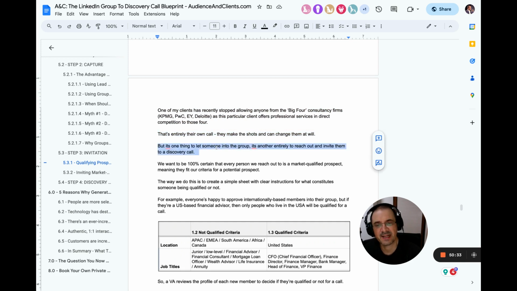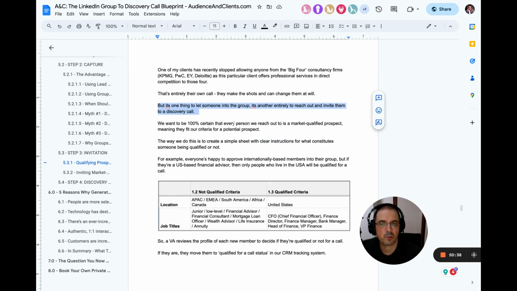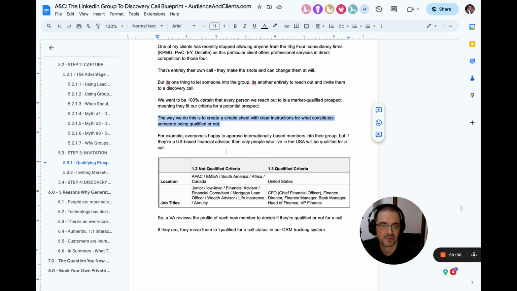But it's one thing to let somebody into the group. It's entirely another to reach out and invite them on a discovery call. You see, we want to be 100% certain that every person we reach out to is a market qualified prospect, meaning they fit our criteria for a potential prospect or client. And the way we do this is to create a simple sheet with clear instructions for what constitutes someone being qualified or not. So for example, everyone's happy to approve internationally based members in their group, but if they're a US-based financial advisor, it only makes sense to target people who live in the USA. Right? They're only going to be the ones who'll be qualified for a call.